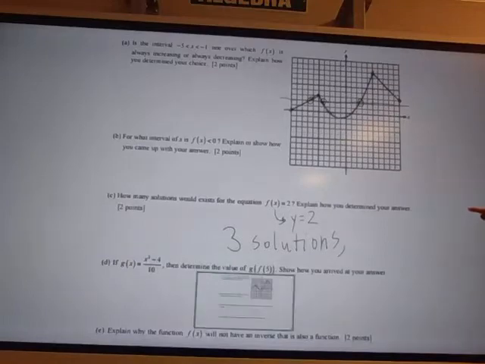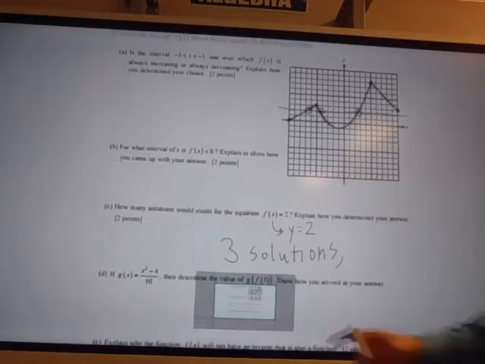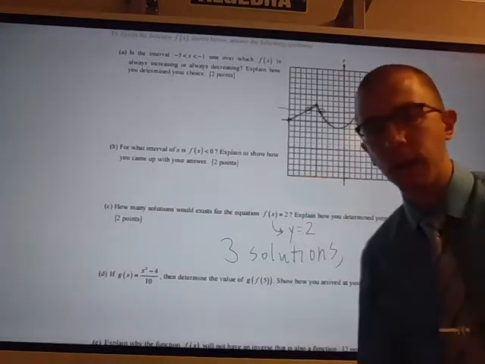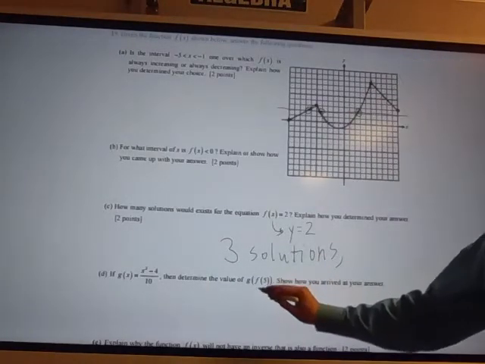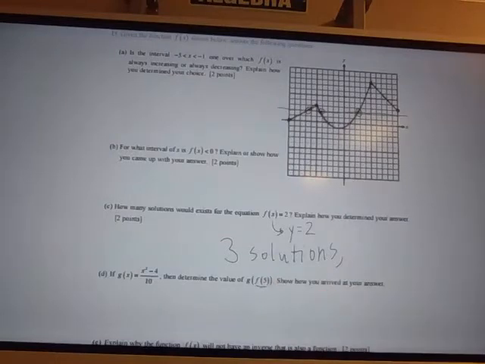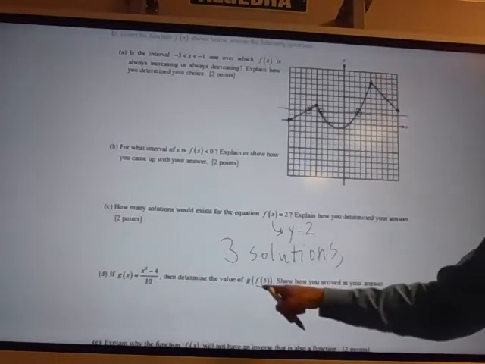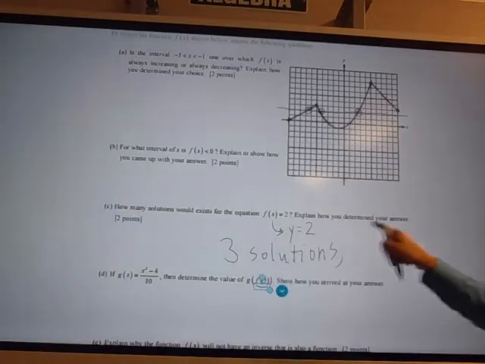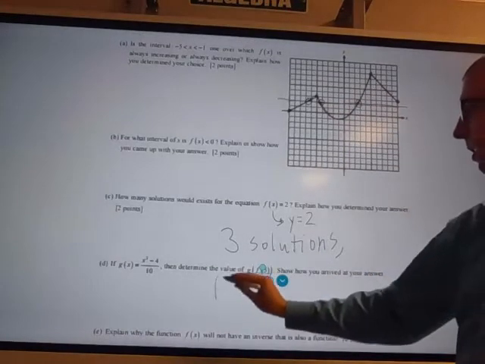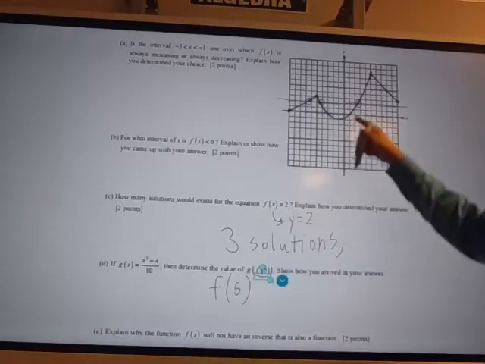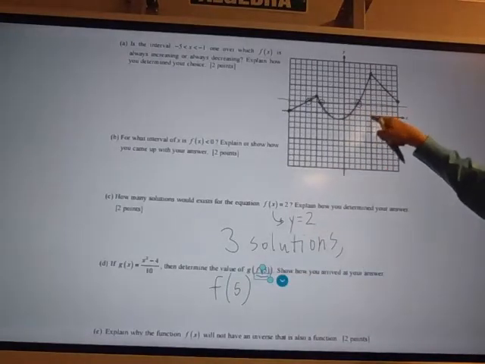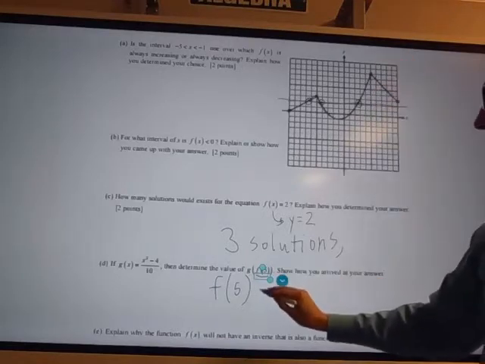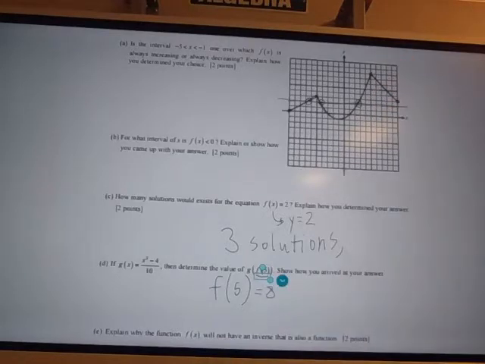All right? Letter D, if g of x equals x squared minus 4 over 10, then determine the value of g of f of 5. So again, another composition here. But first, working with the graph, f of 5. What is this function equal to when x equals 5? So f of 5, find that x equals 5 right here. 1, 2, 3, 4, 5, 6, 7, 8. So f of 5 equals 8.